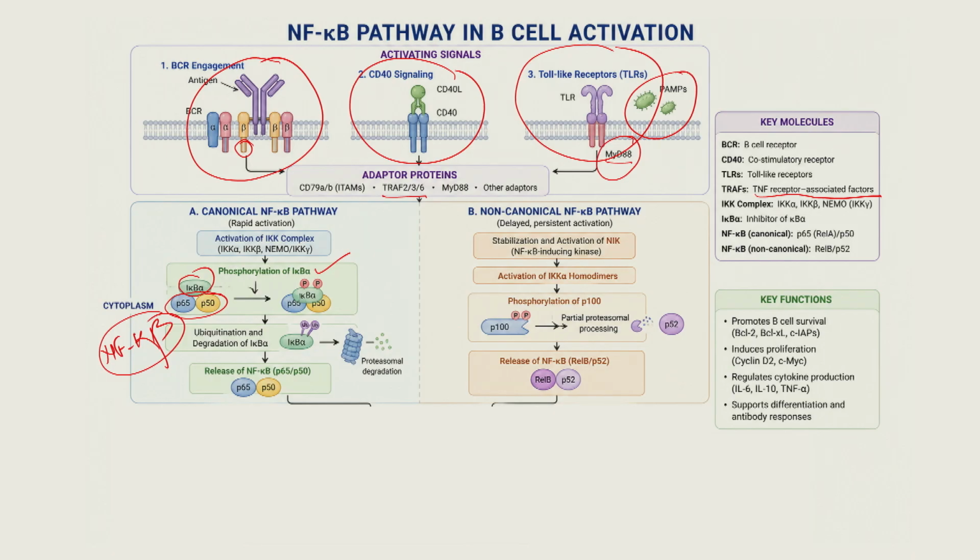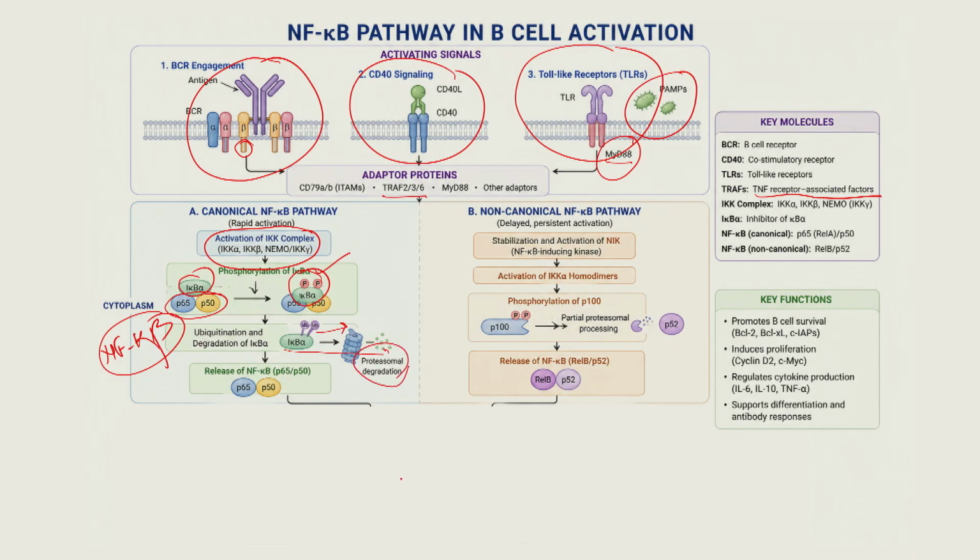Now this inhibitor can sequester NF kappa B in the cytoplasm. Once this inhibitor, which is sequestering NF kappa B in the cytoplasm, gets phosphorylated, it can go for ubiquitination. So this inhibitor, which is bound to NF kappa B in the cytoplasm, once it is phosphorylated by a kinase complex in the cytoplasm, can go for degradation. So this will undergo proteasomal degradation.